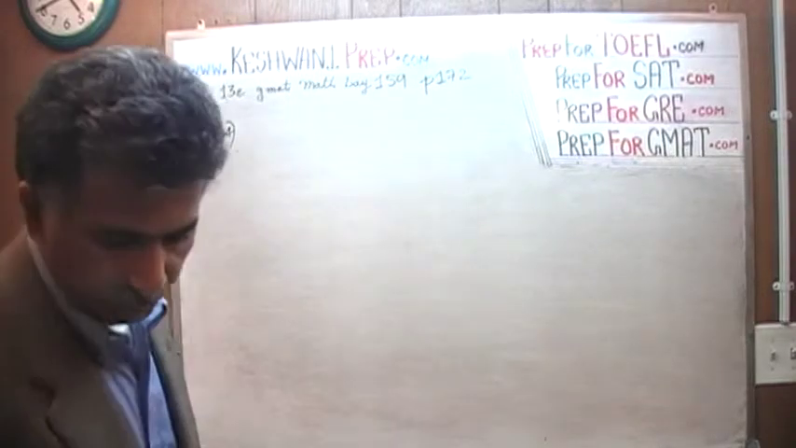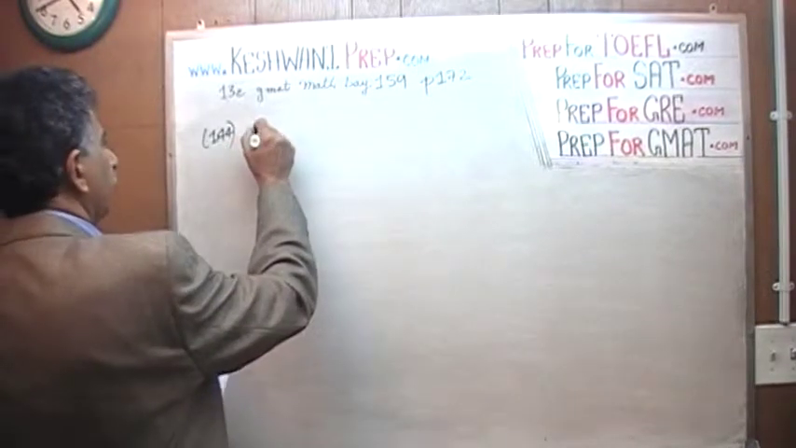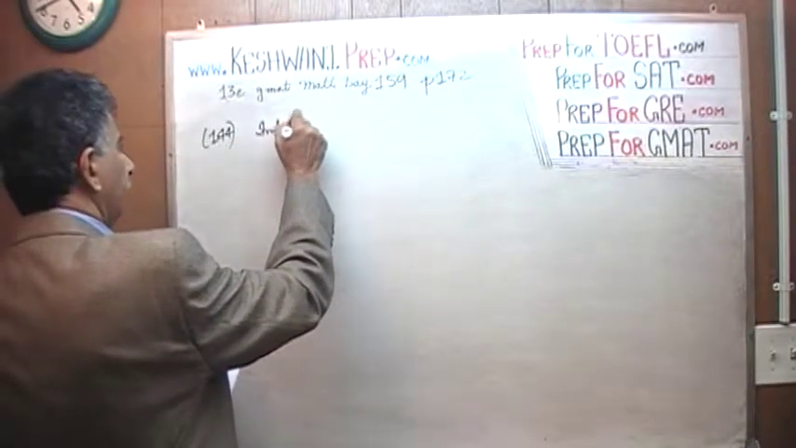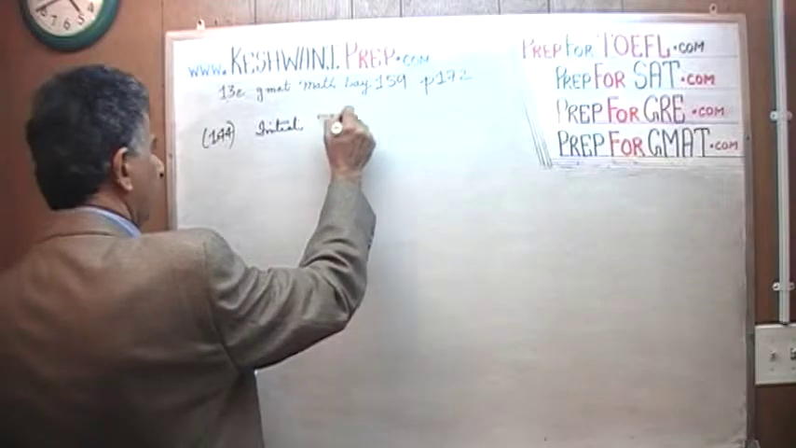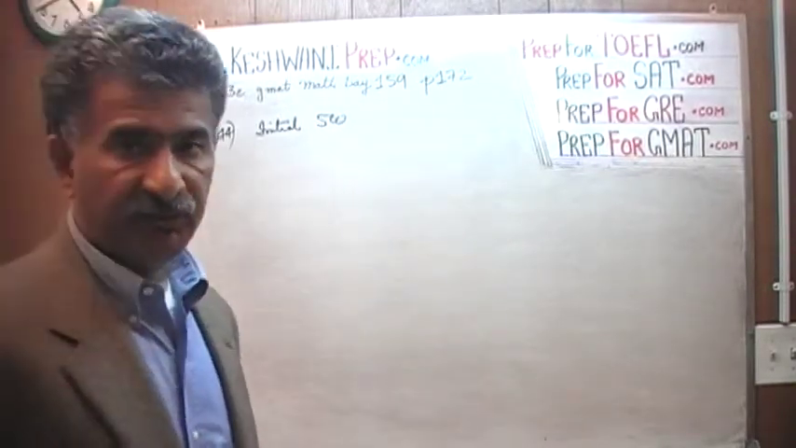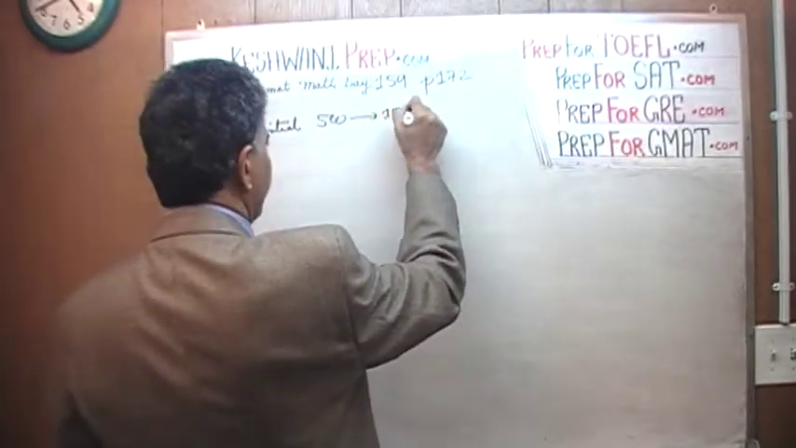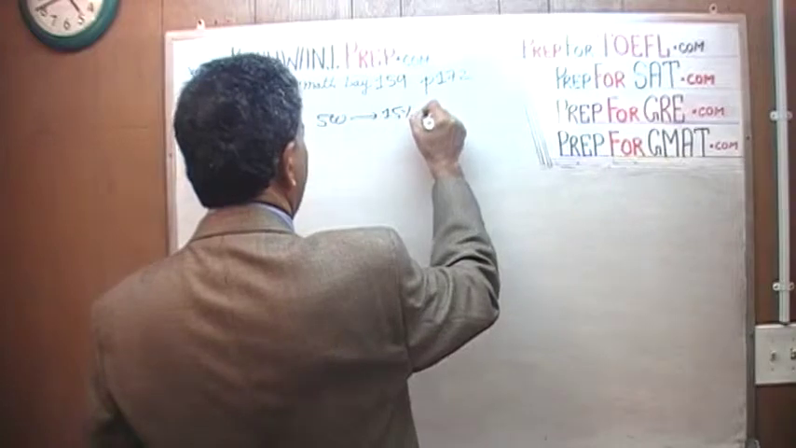In problem 144, we are told that initially a factory has 500 workers. We are further told that 15% of these 500 workers are women. So let's make a note here: 15% are women.